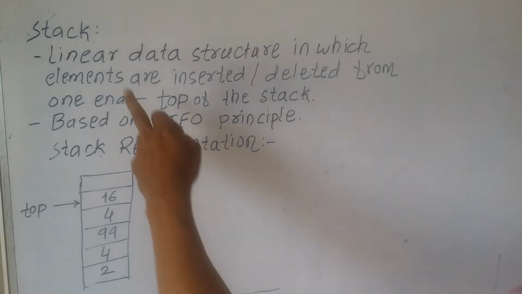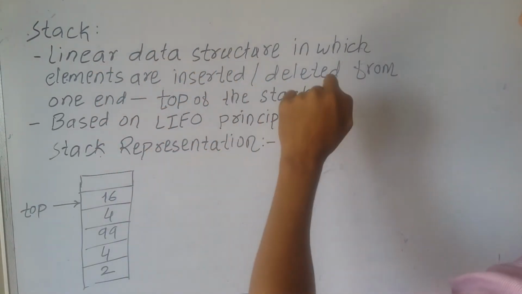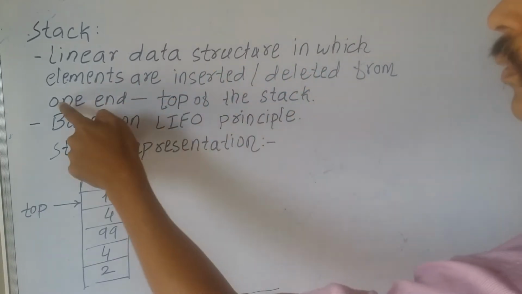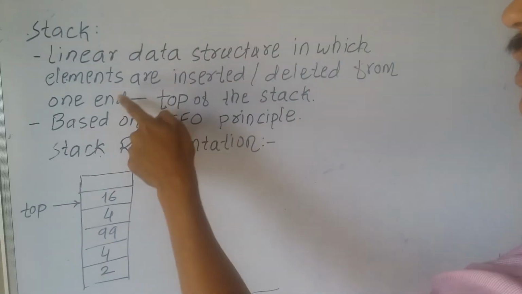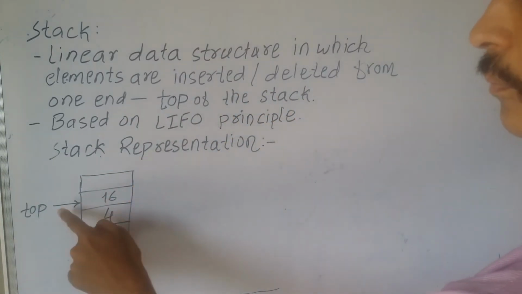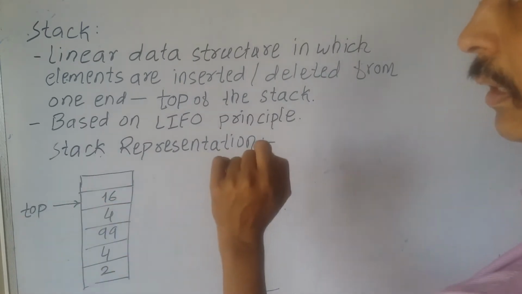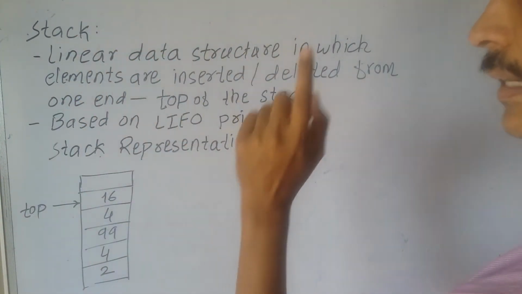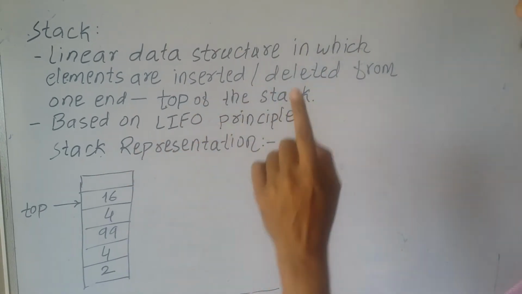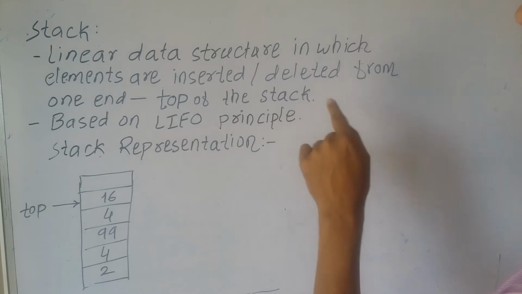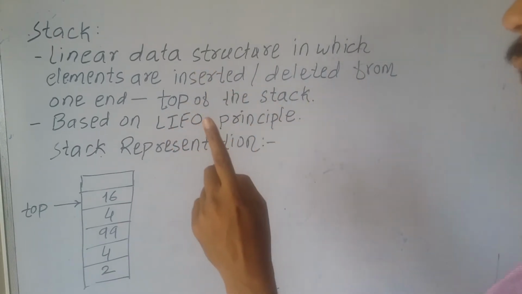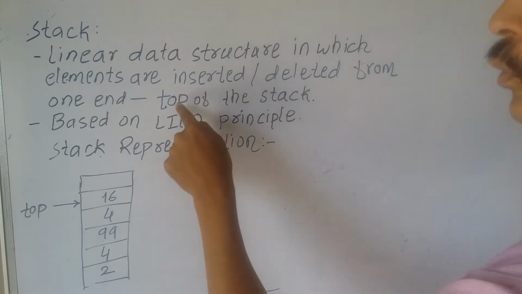Now, what is stack? Stack is a linear data structure in which elements are inserted or deleted from one end, and that end is generally called as top of the stack. Here I am showing in the diagram, this is generally called as a top pointer. What is a stack? Stack is a data structure like an array. It is a linear data structure where the elements are inserted or deleted from the stack by using only one end of the stack, which is called as top of the stack.